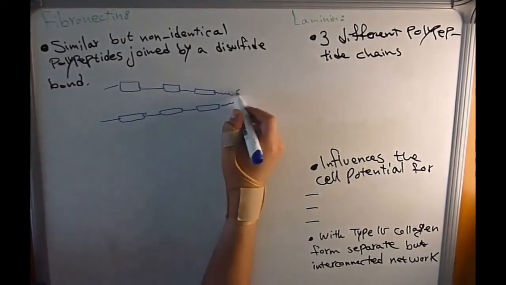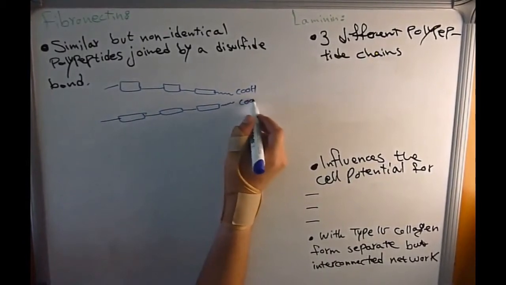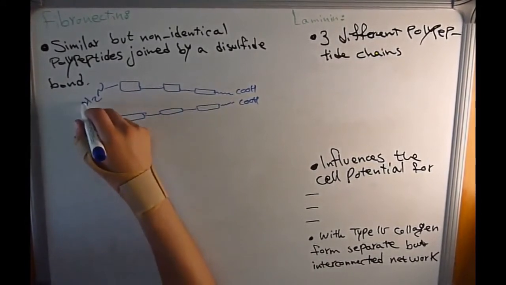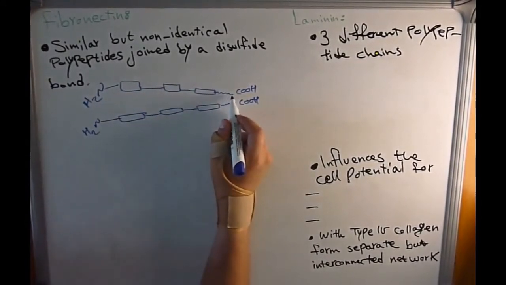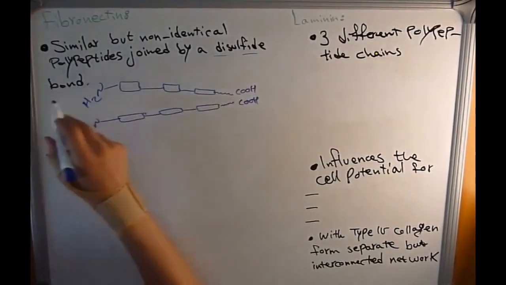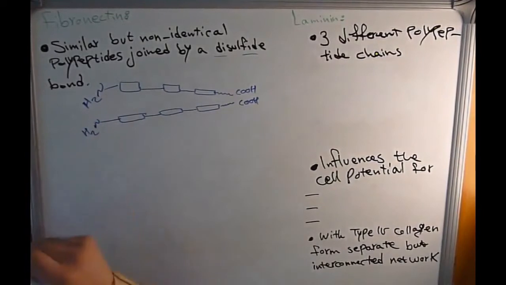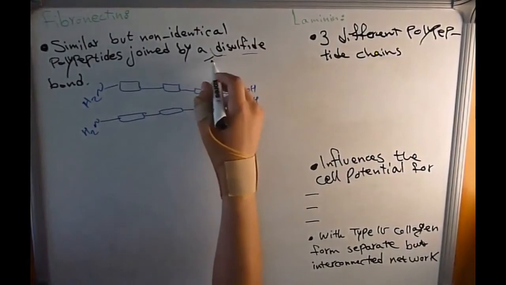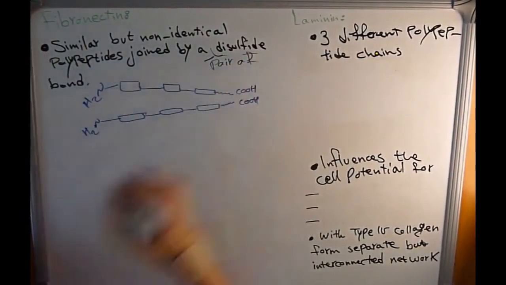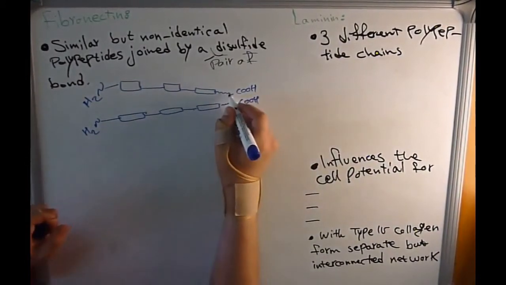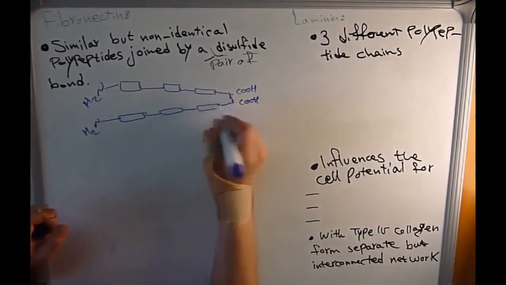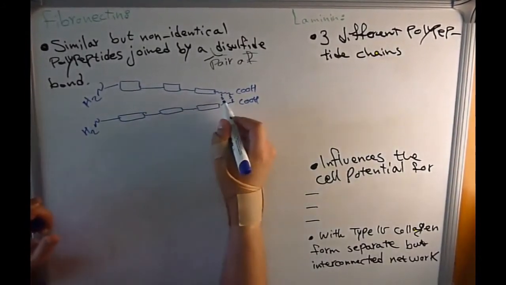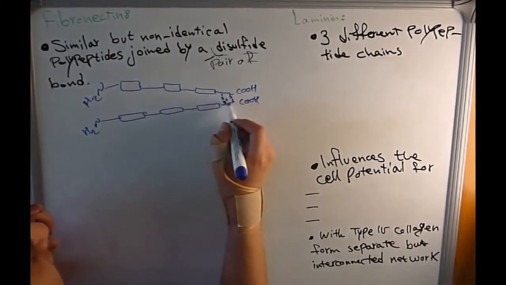Here we have our C-terminal and N-terminal of our polypeptide. These bind by a disulfide bond, actually a pair of disulfide bonds, here and here, for example. Okay, it's not clear, but I try to.